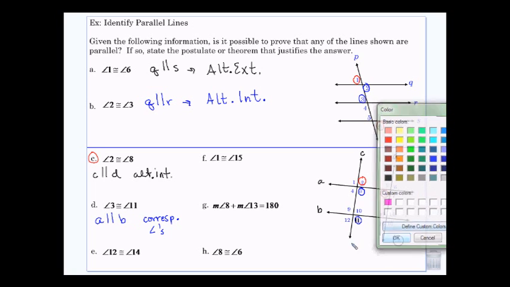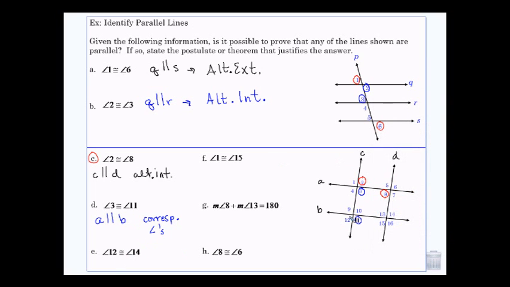So if we go with the pink for 12 and 14, 12 and 14 are both touching B. The exterior. So that makes B the transversal, so they're exterior and they're on opposite sides. So that makes C parallel to D for alternate exterior.